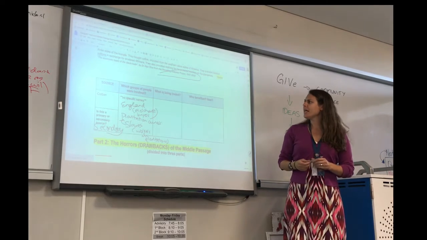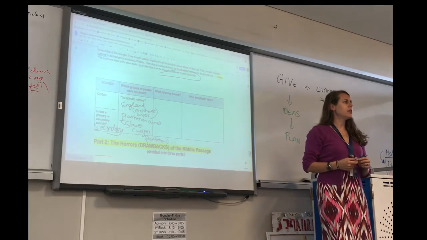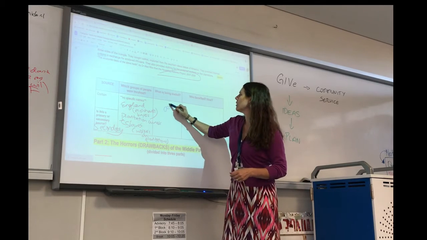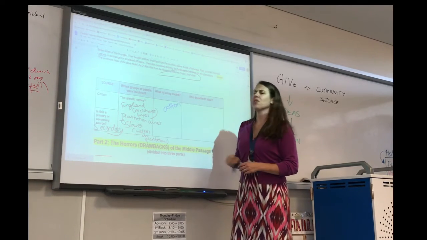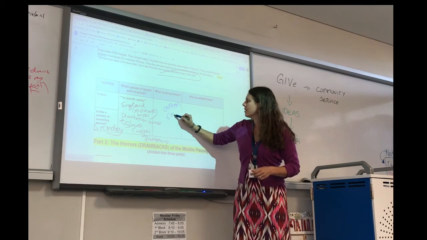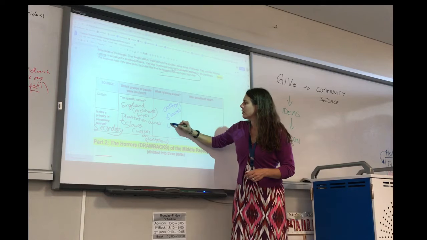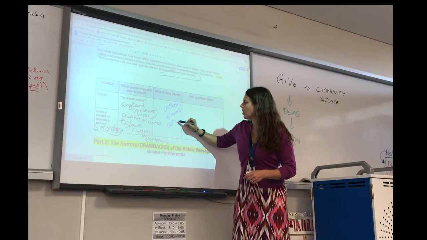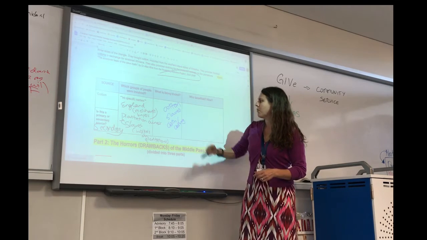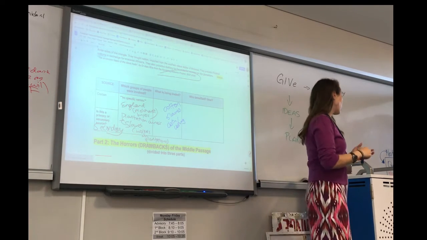So what are our big products that are being traded here? Cotton. What else? Slaves. I would also say cloth or clothing that they used that cotton for.